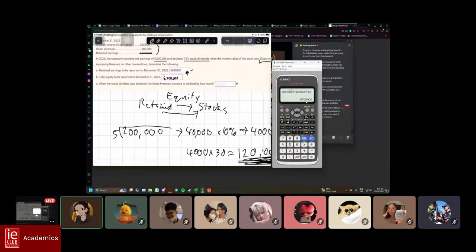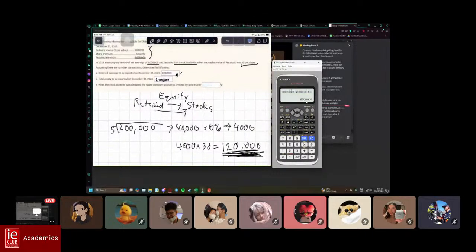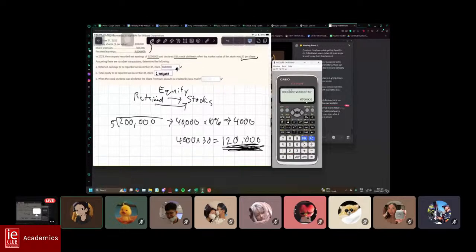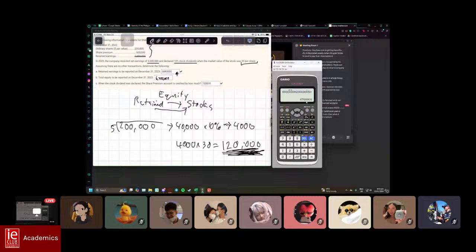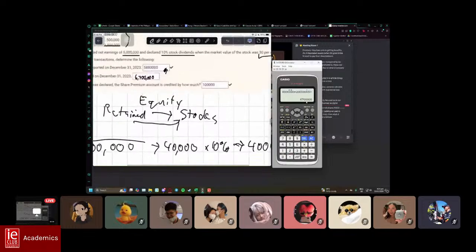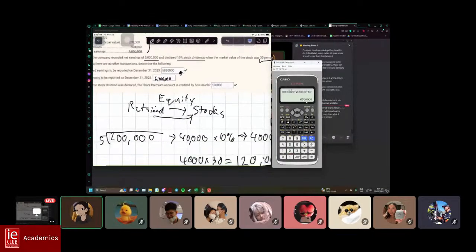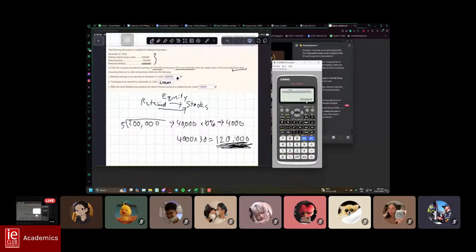When the stock dividend was declared, the share premium account is credited by how much? I'm going to overthink, guys. Is it zero? Hold on, guys. Who wants to explain? So the answer is 100,000, the share premium account for 100,000. Ah, okay. That was actually easy.